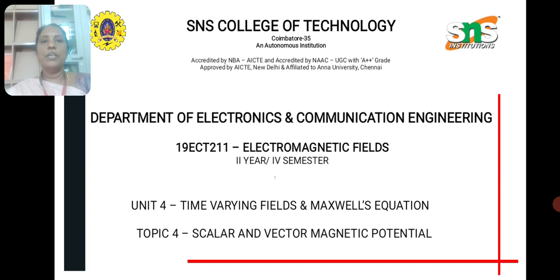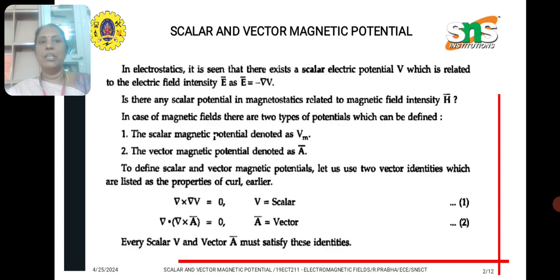In this video, we are going to see the topic Scalar and Vector Magnetic Potential for the course Electromagnetic Fields. So we know that in electrostatics there is a potential called scalar electric potential denoted by V, and it is related with electric field intensity E as E is equal to negative gradient of V, that is E is equal to minus del V. But in case of magnetic potential, there are two types of magnetic potential.